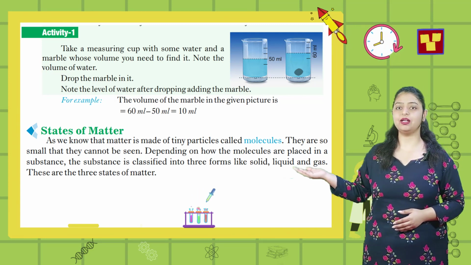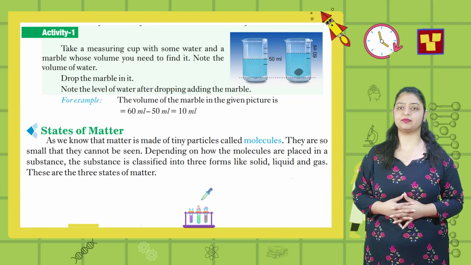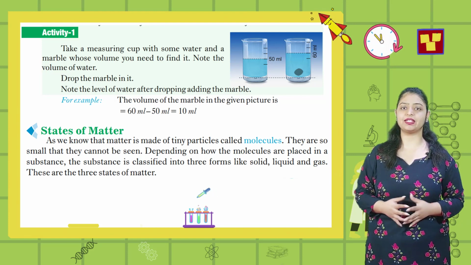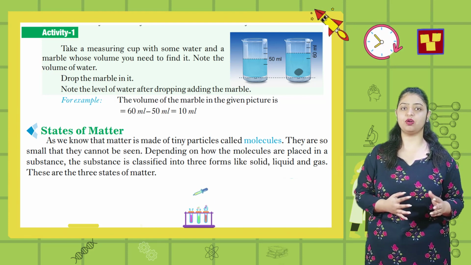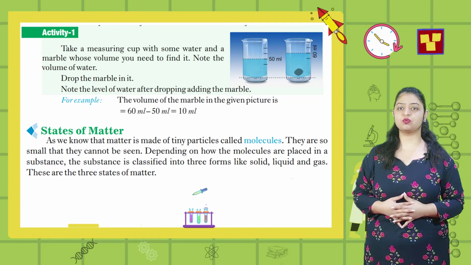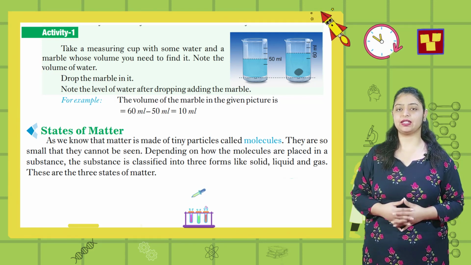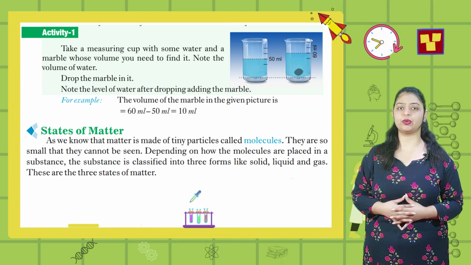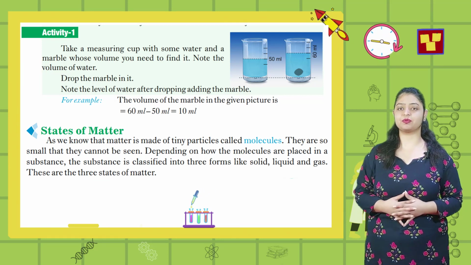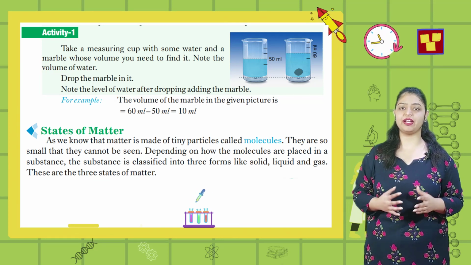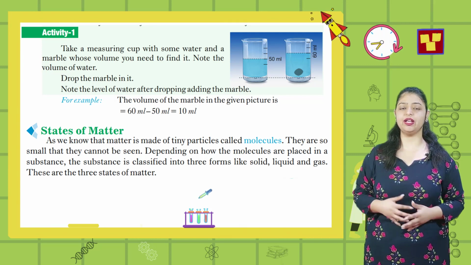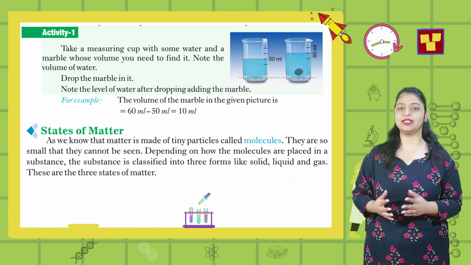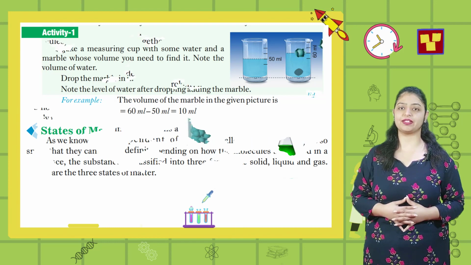Next topic है आपका states of matter. As we know that matter is made of tiny particles called molecules. They are so small that they cannot be seen. Depending on how the molecules are placed in a substance, the substance is classified into three forms like solid, liquid, and gas. These are the three states of matter.